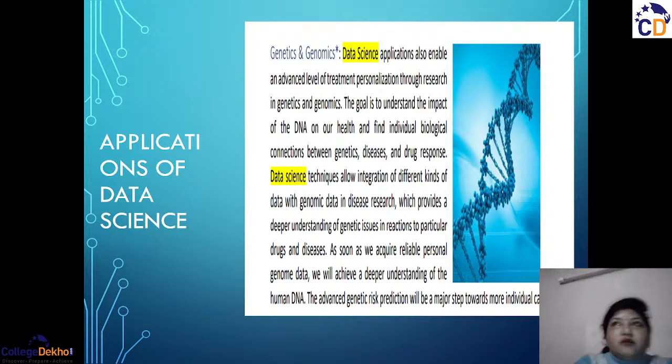We may come across some diseases, like this type of drug is going to be harmful for this particular genetic, or you may say some diseases, right? So obviously the advanced genetic risk prediction will be a major step towards our individual care. So why don't we have such kind of machines which is based on your patterns, based on your past history, the patient history or genetic history, right? The machine is going to predict the diseases and accordingly it prescribes the medicines.